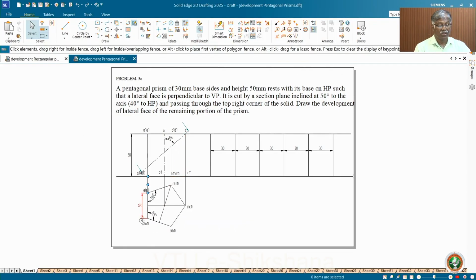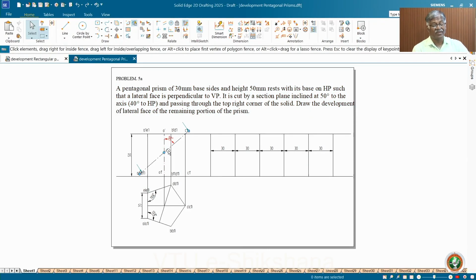Now you know the problem is a pentagonal prism of 30 mm base edges and height 50, and this may vary. That all depends on the question. It may be 60, 40, suitably they give, with its base on HP such that a lateral face is perpendicular to VP. It is cut by a section plane inclined at 50 degree to the axis.